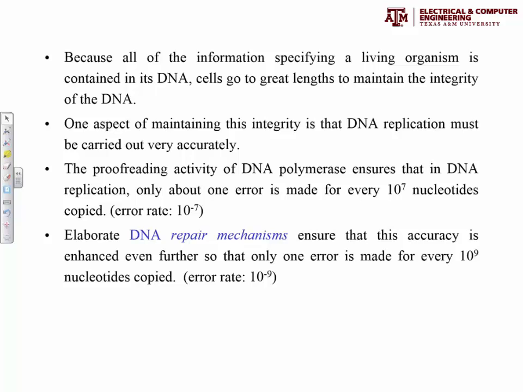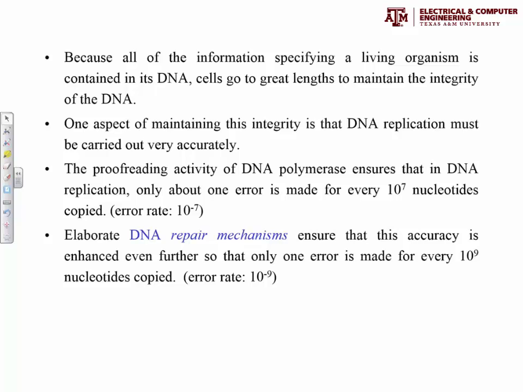In fact, the proofreading activity of DNA polymerase, this tendency of DNA polymerase to go and check the previous nucleotide for correct base pairing, ensures that in DNA replication, only about one error is made for every 10 to the power of 7 nucleotides copied. So every 10 million nucleotides copied, you make one mistake. And that's pretty good. In fact, that biology book has a table of the number of mistakes on average the United States Postal Service makes in deliveries, FedEx makes, and this one beats it by orders of magnitude.